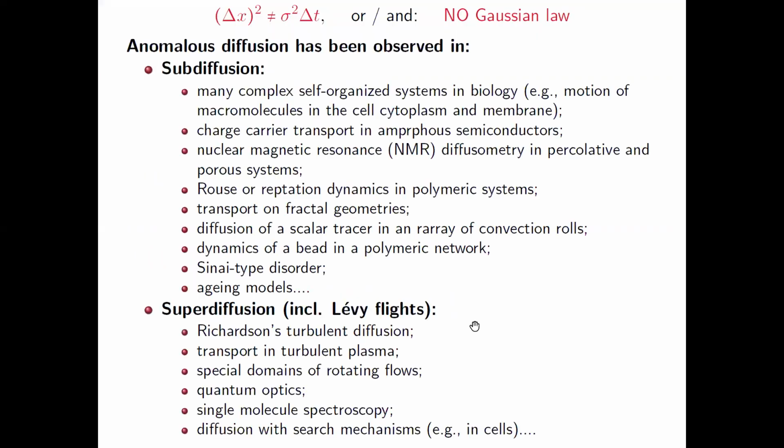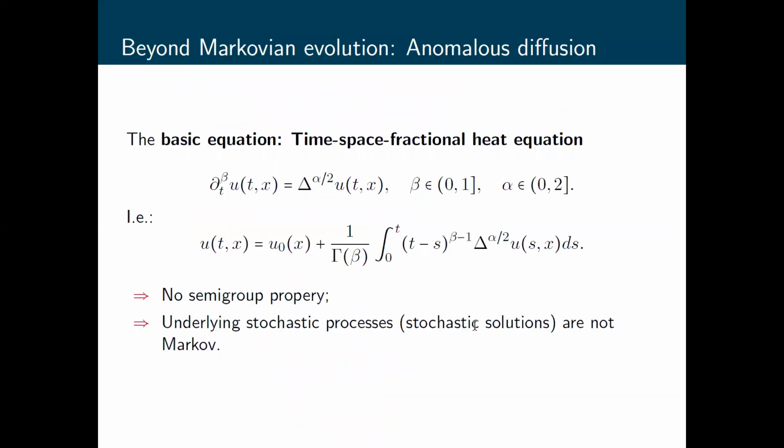There are many examples in literature where we have anomalous diffusion in models in biology, chemistry, physics, and so on. So you can read this list if you stop the video and we go further. And of course, there are many models describing anomalous diffusion.